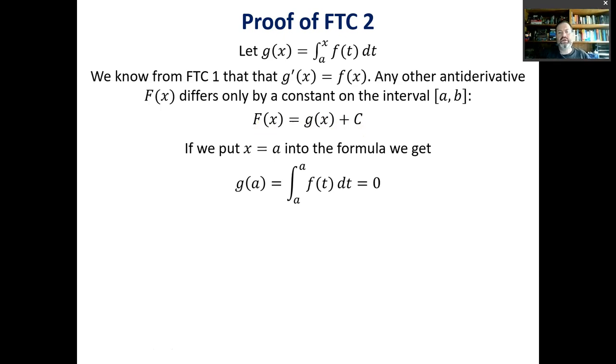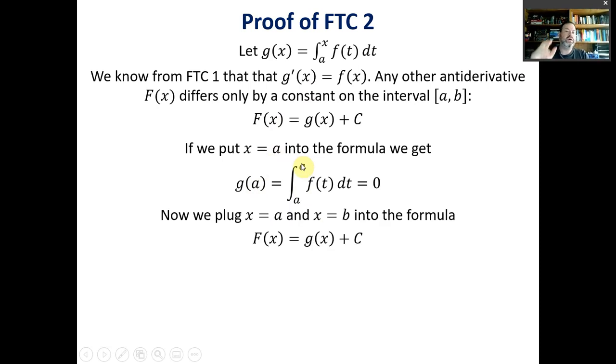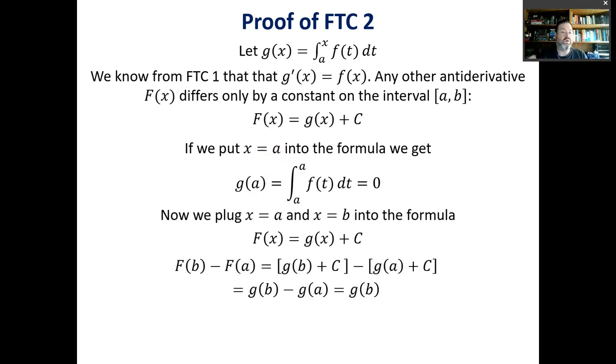So what we can do is put x equals a into the formula. Whatever this lower bound is, we can just call that the left endpoint of this area up to x function. So when we plug a in here, we just get the area from a to a. We know that's 0. But when we plug in b into the formula, watch what we get. Okay? So we have F of x is g of x plus c. So I'm just replacing F of b with g of b plus c. I'm replacing F of a with g of a plus c.